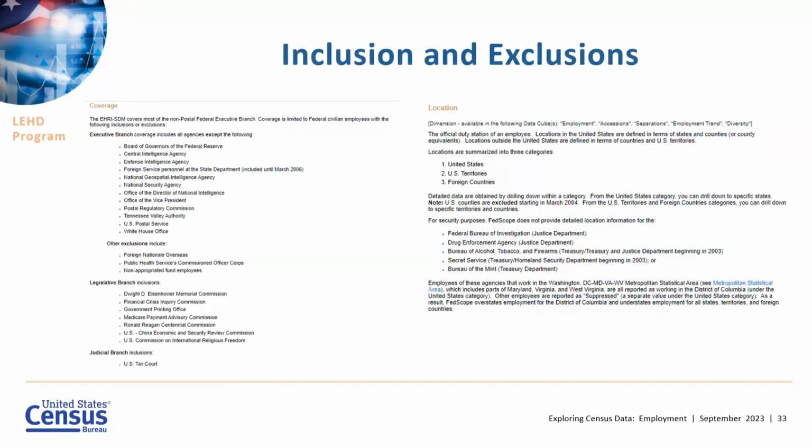So let's first talk about the inclusion and exclusion. The list on the left is what is covered in On the Map, which includes executive branches, legislative branches, and the U.S. Tax Court, to name a few. On the right-hand side is what's excluded. So we do not include information regarding the FBI, the DEA, the Bureau of Alcohol, Tobacco, and Firearms, Secret Service, Treasury Department, nor do we have anything about the military.